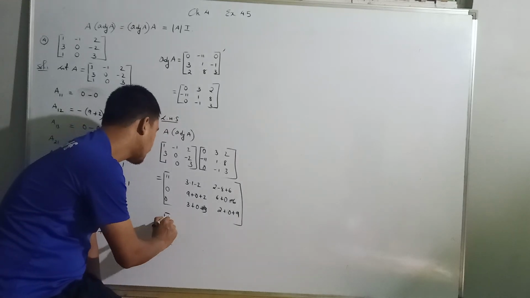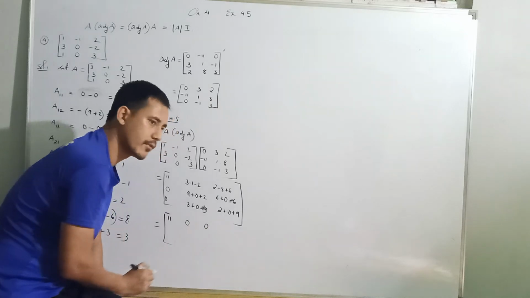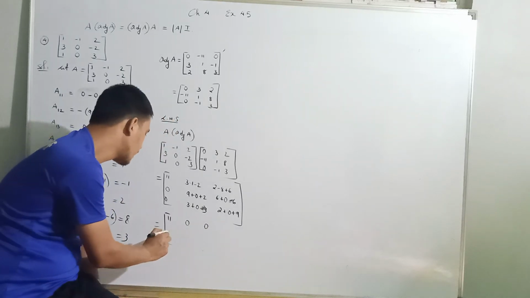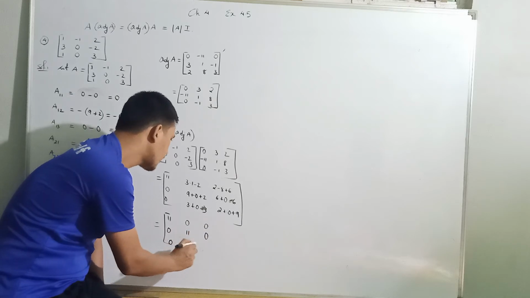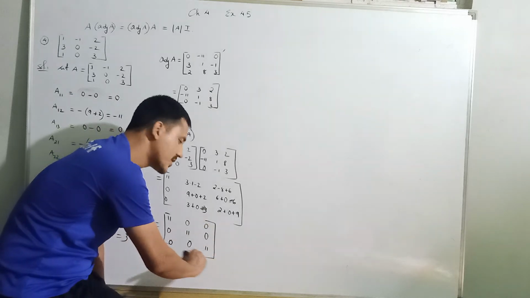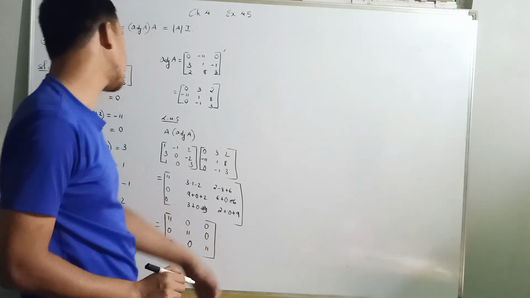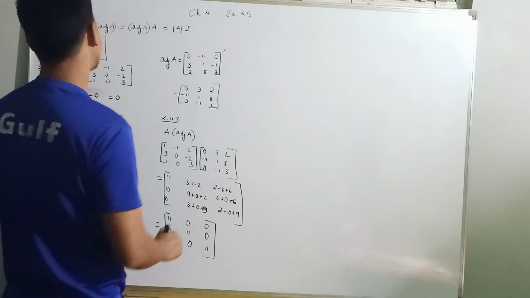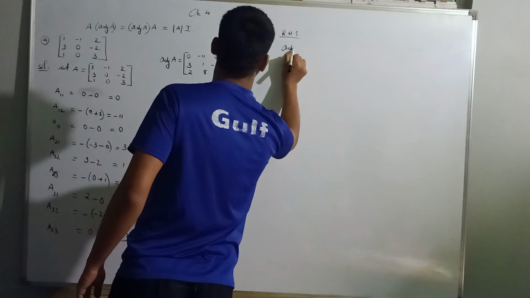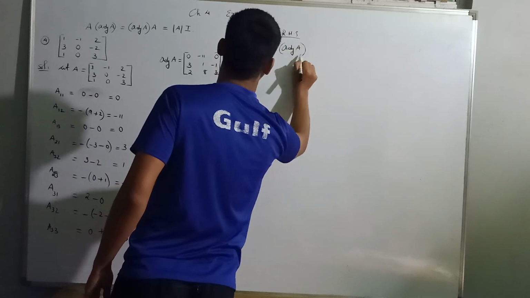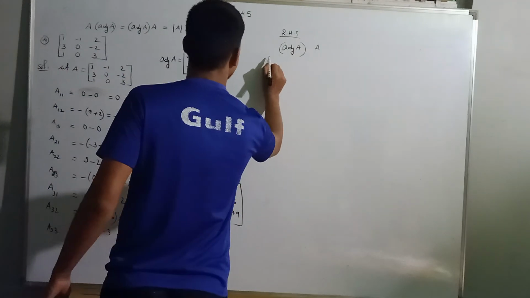So this is 11 0 0, 0 11 0, 0 0 11. Oh, this is a diagonal matrix. Also, all the diagonal elements are 11, rest everything is 0. Now let's go for the right hand side. Right hand side means adjoint of A times A.